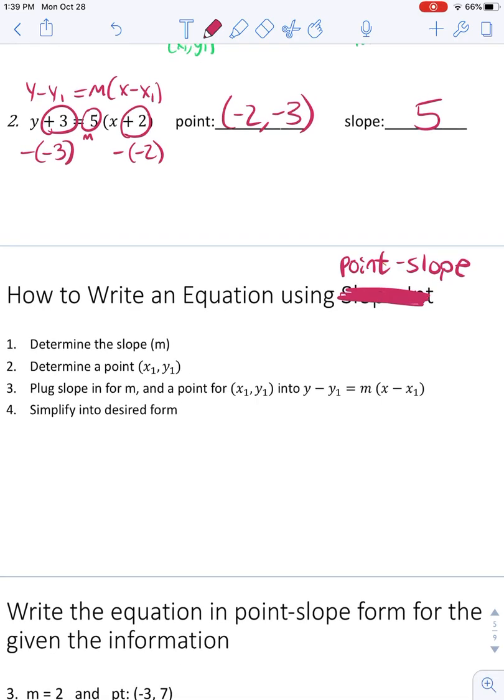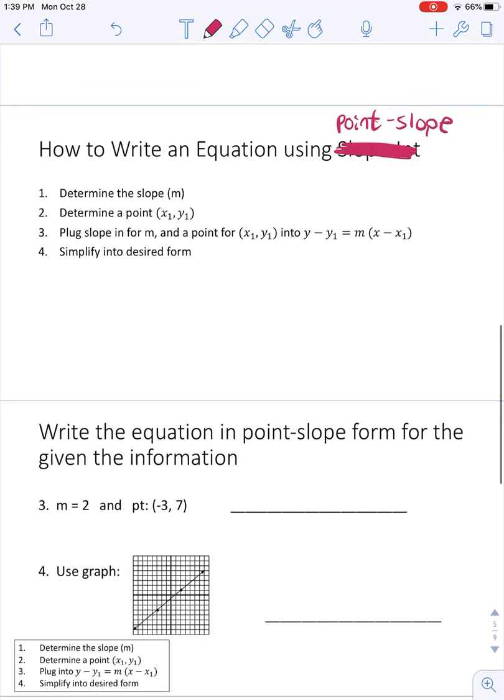How do you write an equation using point-slope? It's really simple. Find m, find a point, plug them in, simplify. That's all we got to do. The first couple problems we're going to see, I'm going to be nice with it, and we're just going to ask you to write it in point-slope, so you can just plug in and be done. The next problems we see after that, we'll actually have to do some simplifying.